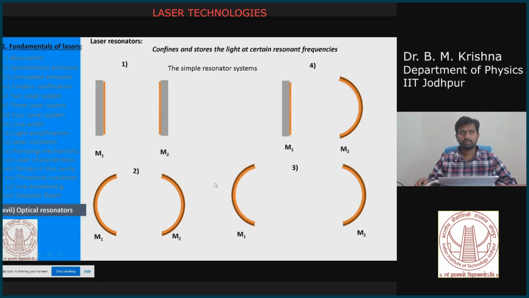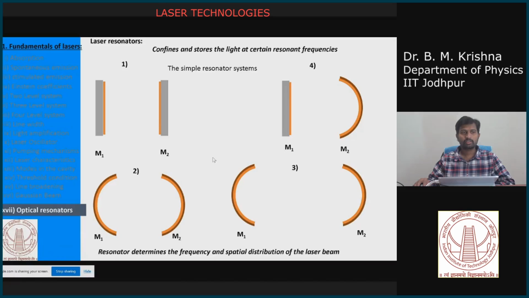And the other one we can construct using a plane mirror and a spherical mirror. So these kinds of combinations you can play with to construct a resonator. And today we will see whether all the resonator configurations can give stable resonators. So we will discuss what the stable resonators and the unstable resonators are down the line.